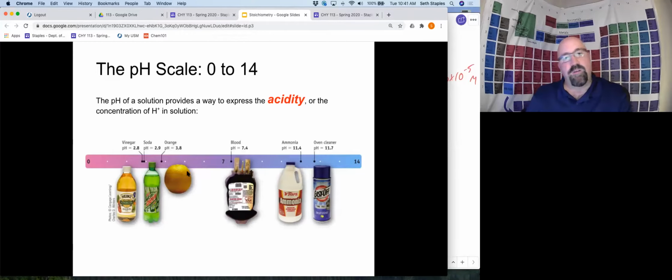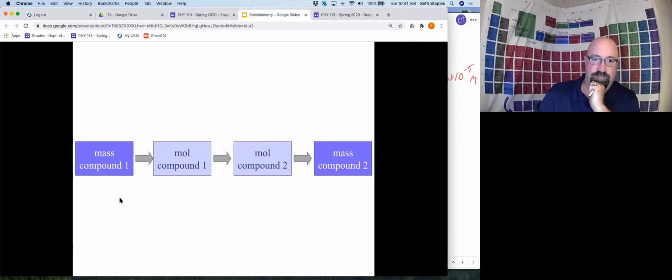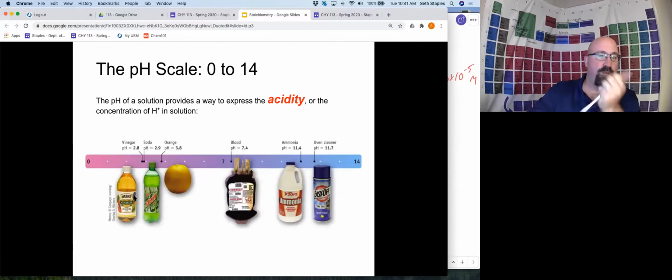And remember, some of this might be review, because you have probably seen this in some other science classes at this point, but the pH of a solution gives us a way to express the acidity. And this is just the pH of several different household products, except for blood, probably not a household product. But we can see that blood is pretty close to neutral, slightly basic, with a pH of 7.4, but then the pH of several other different household items.